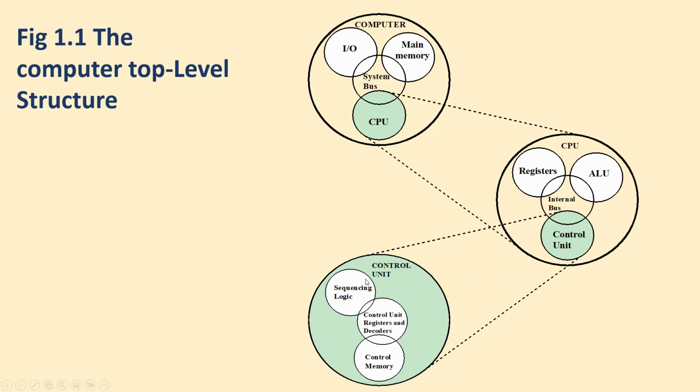Within this control unit, we also have sequential logic, the control unit register, and the decoder. And within here there is also control memory. This is decomposing further down into another level of components. Okay, this is what we mean by going from the top down to the low level. Each layer has its structure and its function, and we understand the computer organization step by step.